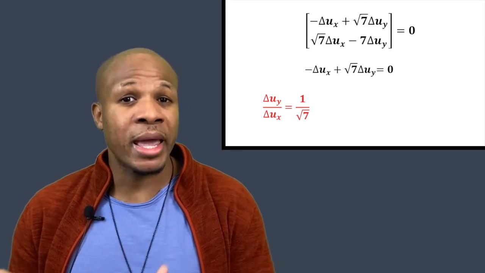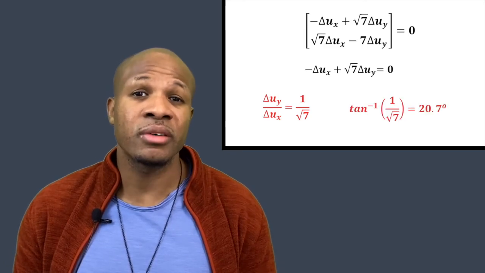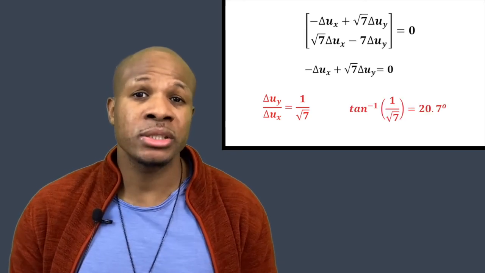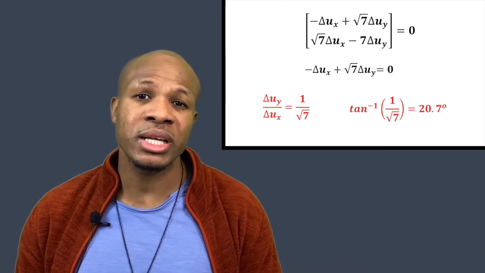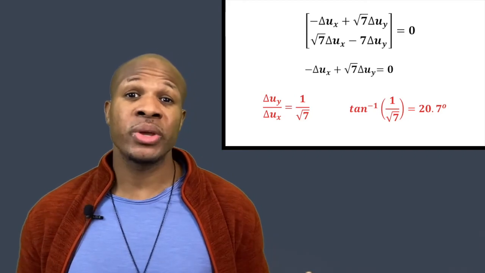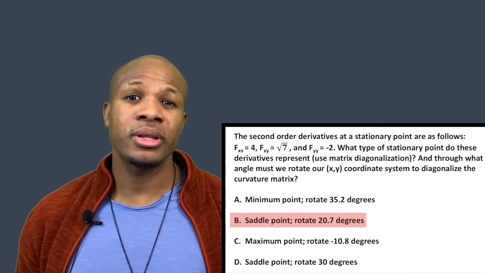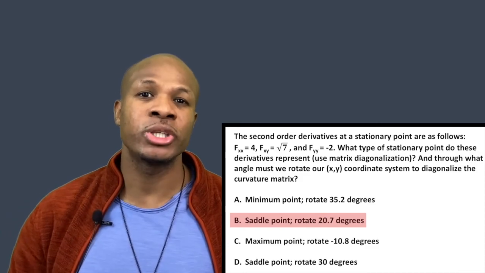And how do we get the angle from the slope? The angle is simply the inverse tangent of the slope. So we take the inverse tangent of the slope, and that should give us the angle. We take the inverse tangent of 1 over radical 7, we get an angle of 20.7 degrees. All right, so we got our answers. We have a saddle point, and we diagonalize our matrix by rotating our coordinate system by 20.7 degrees. Easy.